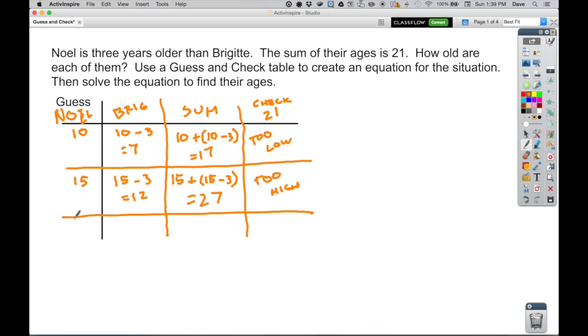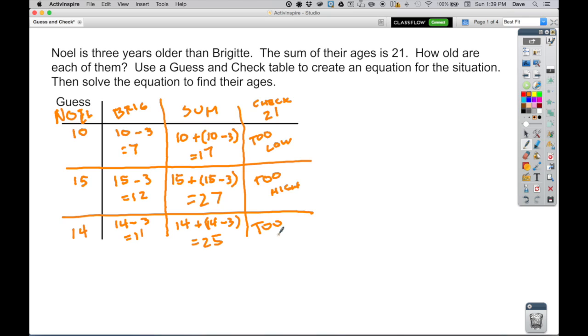Now, just to get my point across here, I am going to make one more guess. It's still going to be the wrong guess because, again, I want you focused on the fact that what we're trying to do is establish a pattern here, and we could really care less at this point what the right answer is. So let's guess 14. So Noel's 14, Brigitte is 14 minus 3, which is 11. So here we sum up their ages, 14 plus 14 minus 3, which equals 25, which is still too high.